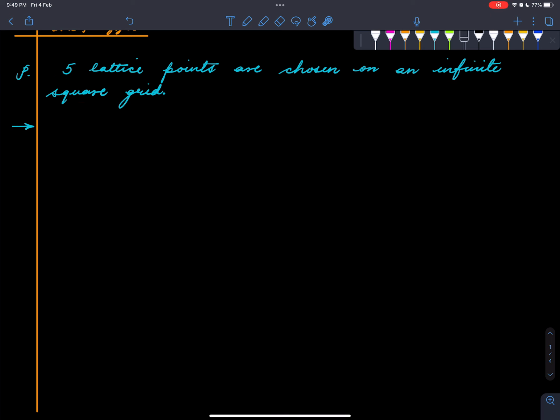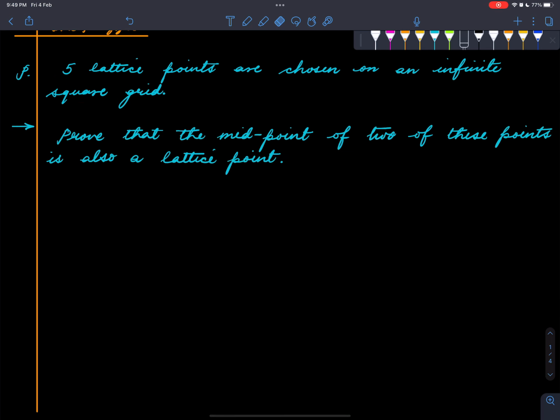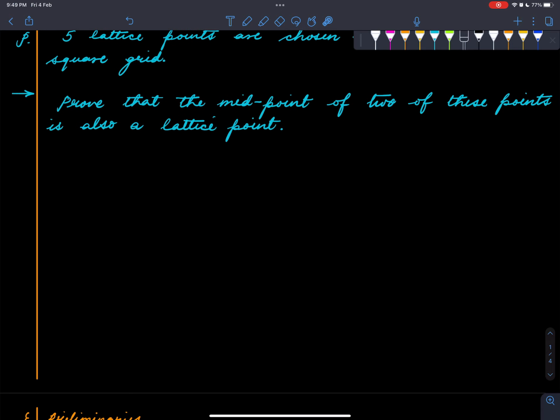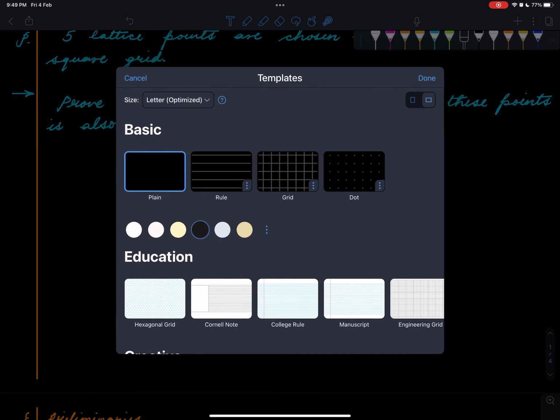What the problem asks us to prove is that the midpoint of 2 of those 5 points is also a lattice point. So perhaps we should see an example. What are we trying to say?